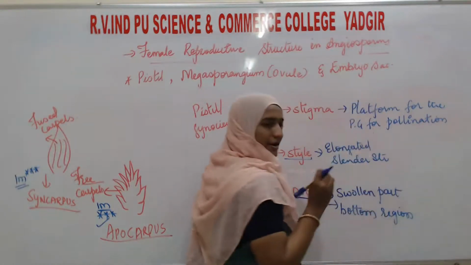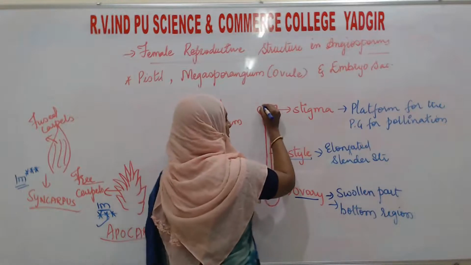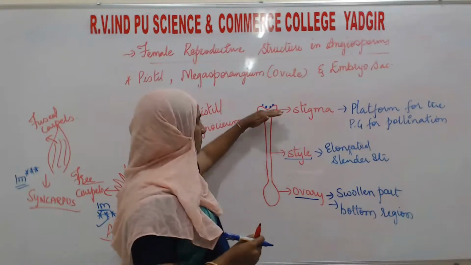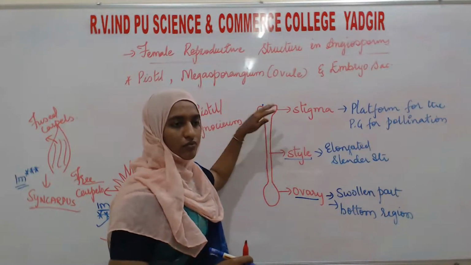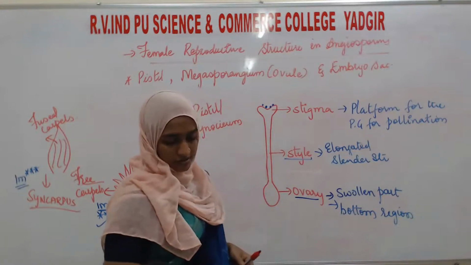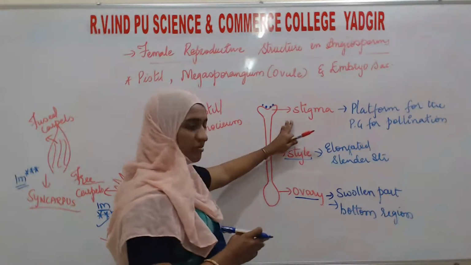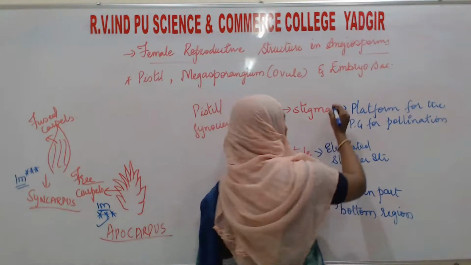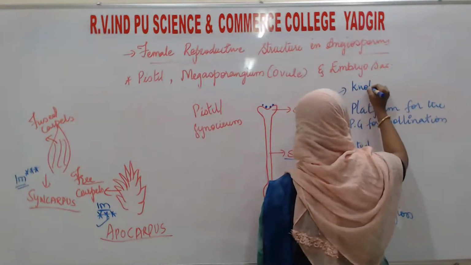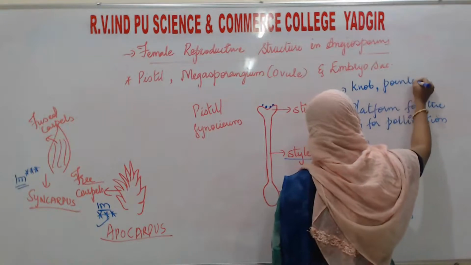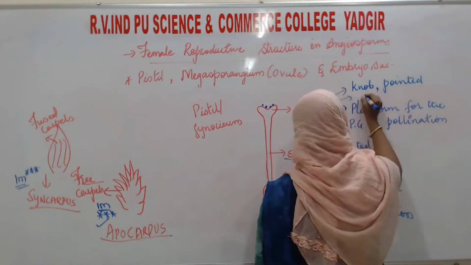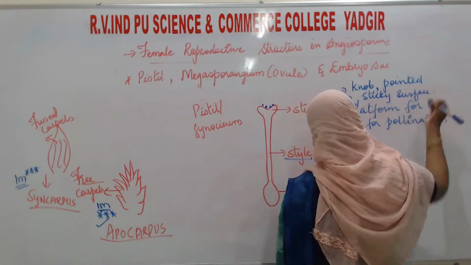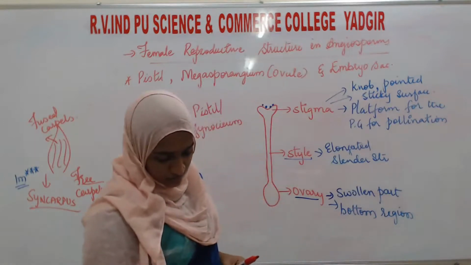During pollination, the pollen grains come and sit on this stigma. So it is a platform, a stage for what? For the pollen grains. The stigma differs in structure in different flowers. In some plants, the stigma will be knob-like, pointed, or it will have a sticky surface.